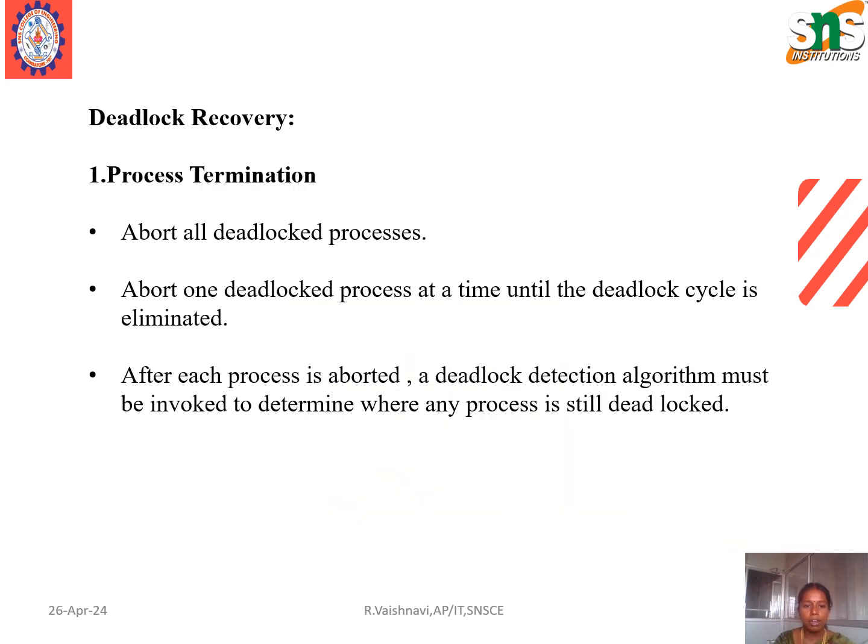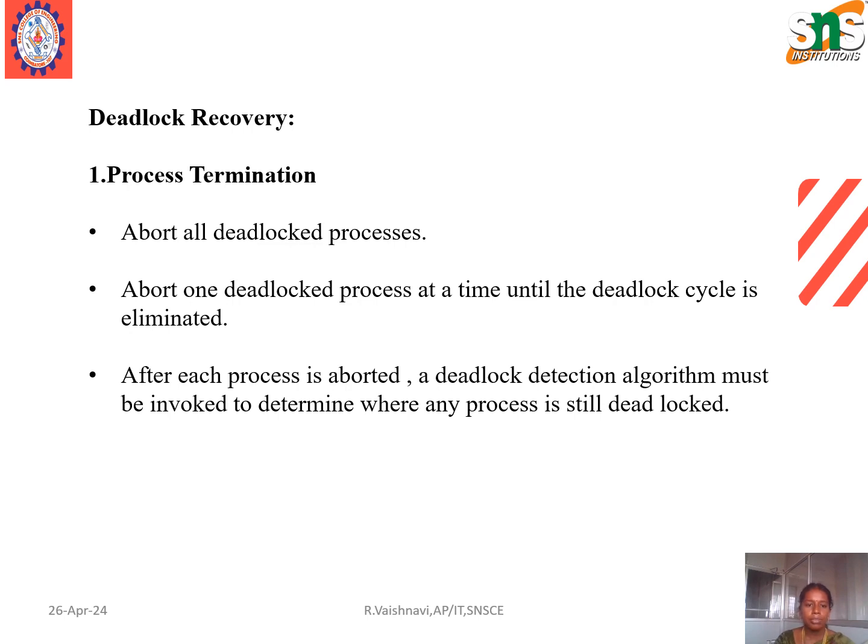Next one, deadlock recovery. In deadlock recovery, first point is process termination, that is, abort all the deadlocked processes. Second one, abort one deadlocked process at a time until the deadlock cycle is eliminated. Third one, after each process is aborted, a deadlock detection algorithm must be invoked to determine whether any process is still deadlocked.